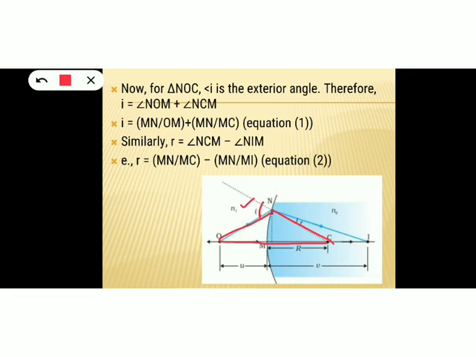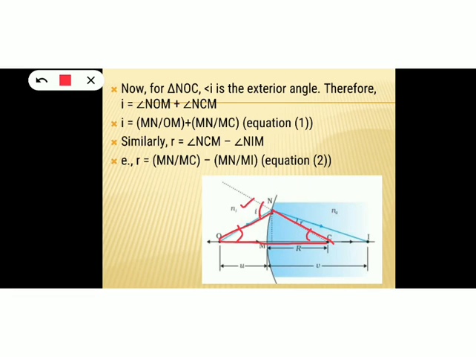So for this triangle NOC, angle I lies outside the triangle, so it is the exterior angle. And you had studied geometry in maths, that the exterior angle will be equal to the sum of interior angles. So here I is the exterior angle, and that exterior angle I will be equal to the sum of interior angles of the triangle NOC.